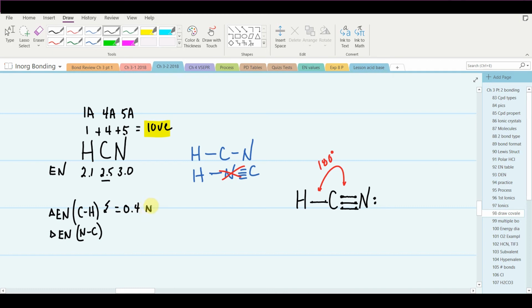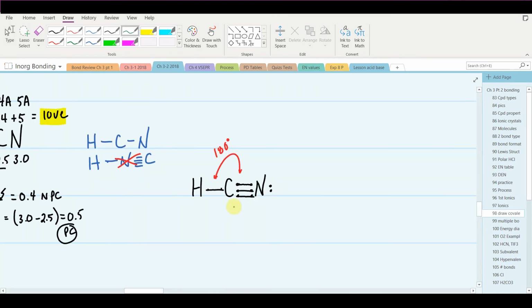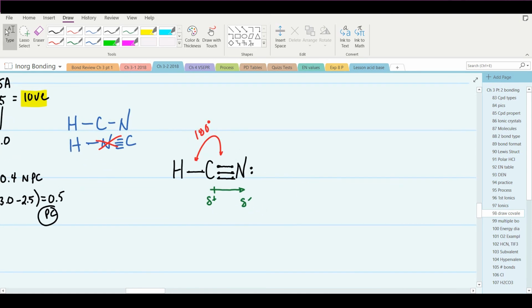So no action down on the left-hand side, but what about the nitrogen to carbon bond? 3.0 minus 2.5, 0.5. It is polar covalent, which means there is a dipole, and it's only polar bonds that we draw these for. We don't draw them for ionic. We don't draw them for nonpolar. We draw them in the direction of the more electronegative atom. We're saying that nitrogen is more electronegative than carbon. So there is some polarity to this molecule. I'm going to say it is a polar molecule.